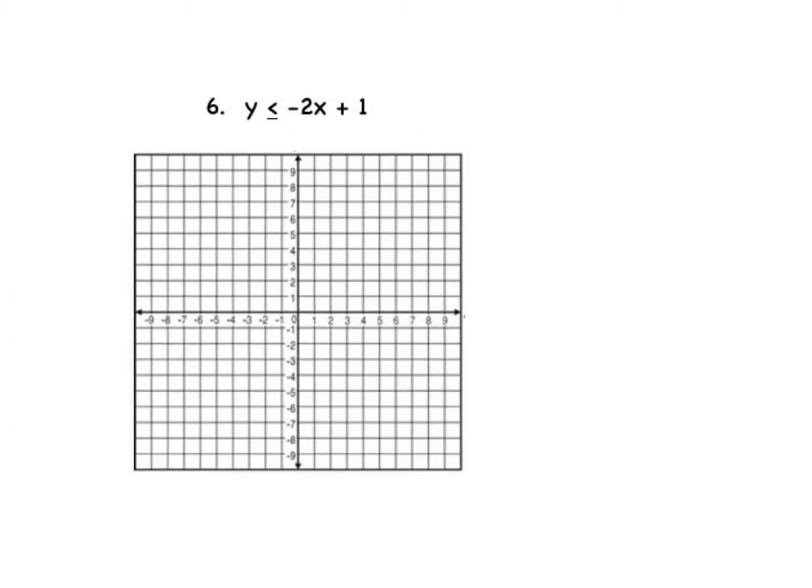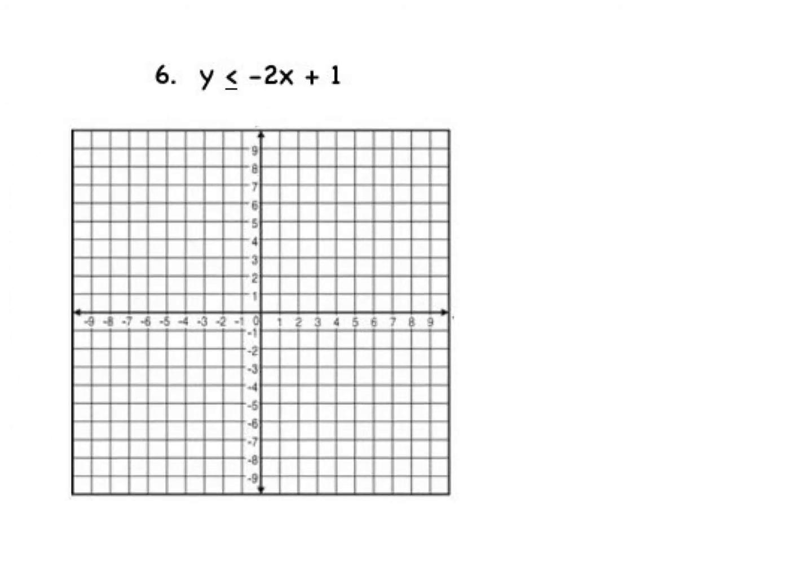Number 6, y is less than or equal to -2x plus 1. So my b value is +1. My slope is -2 over 1, so I'm going to count down to right 1, down to right 1. And up to left 1. So this will be a solid line, and I'm going to shade the less than values.